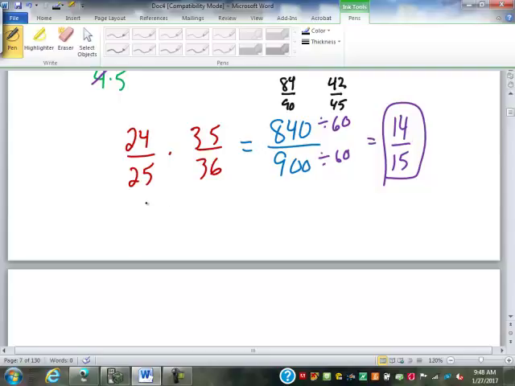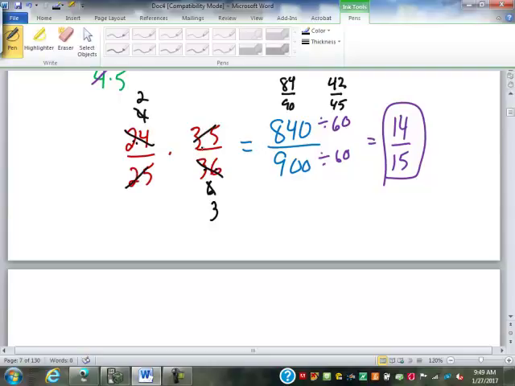Or you could have seen 24 and 36 can both be divided by 6. If I divide by 6, 24 divided by 6 is 4. 36 divided by 6 is 6. Okay, somebody said 12. Yep, you can divide by 2 again to get 2 and 3. Or you could have divided by 12 first and get the 2 and 3. You can see again, you don't have to find the biggest number right away. You can go in steps if you want to.